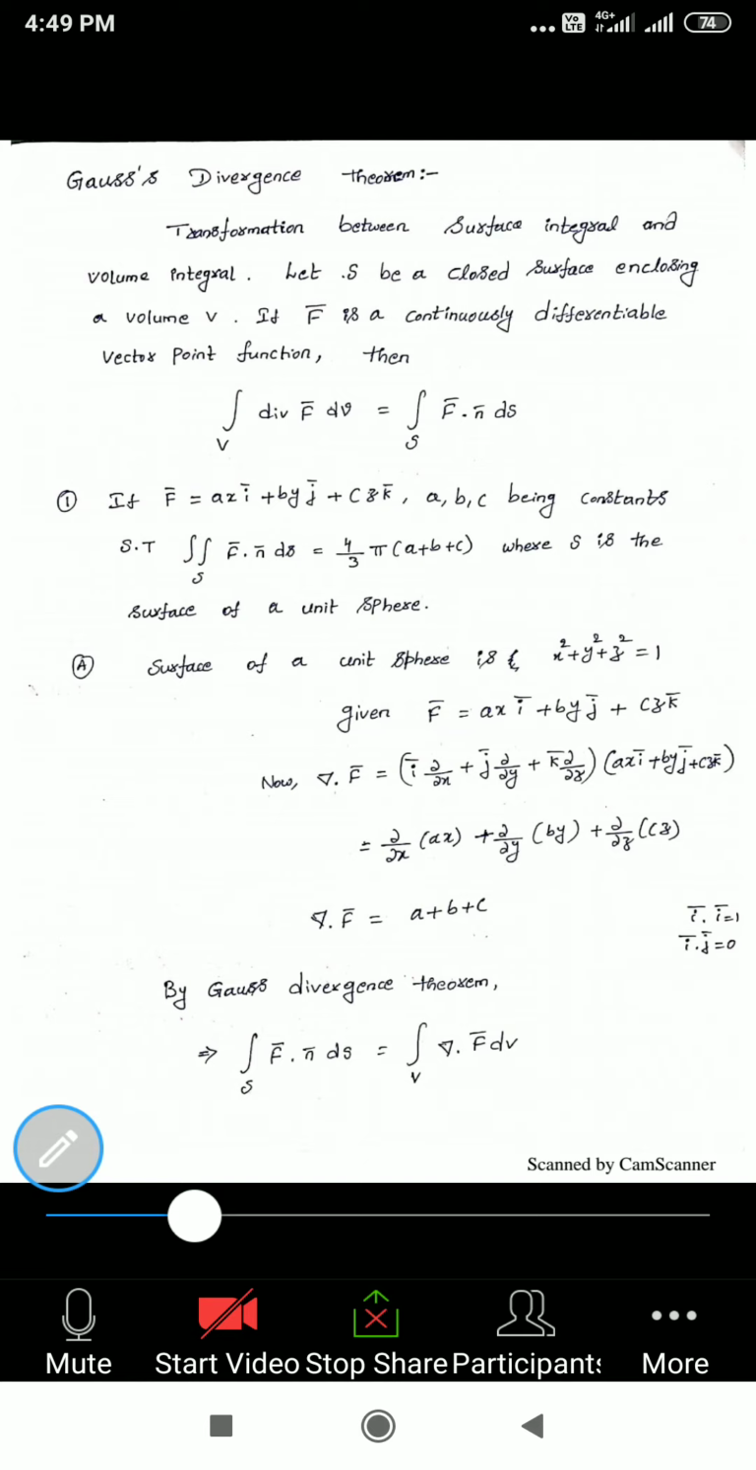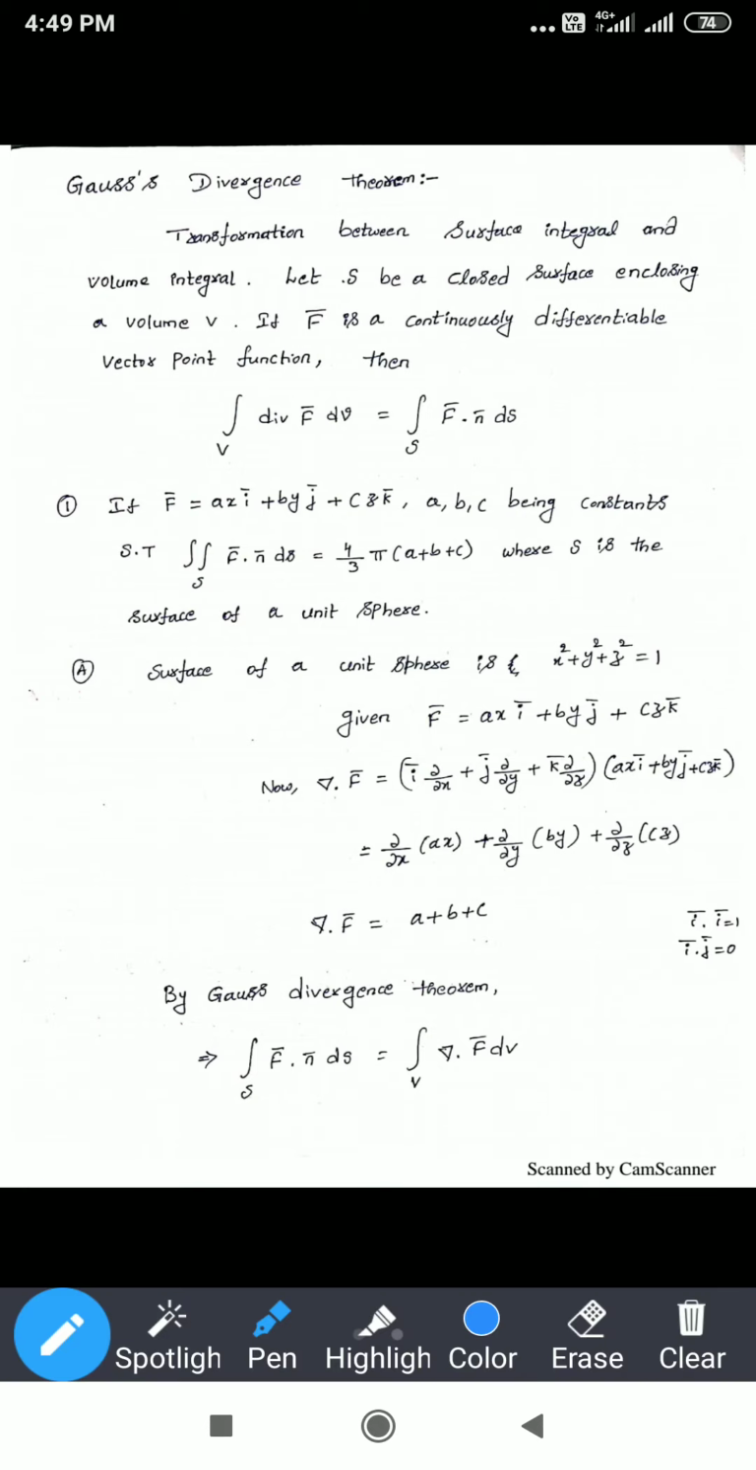Today, we are going to discuss the Gauss divergence theorem in vector integration. In the previous sections, we discussed the line integral, surface and volume integrals in vector integration. Now, come to this theorem. The Gauss divergence theorem states the transformation between surface integral and volume integral.